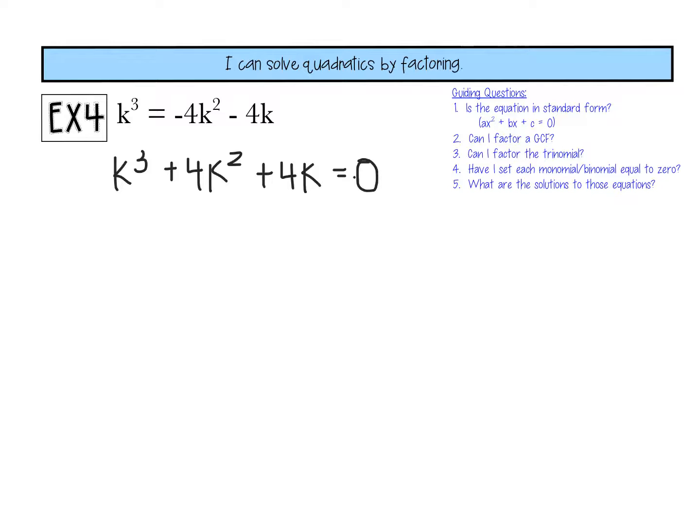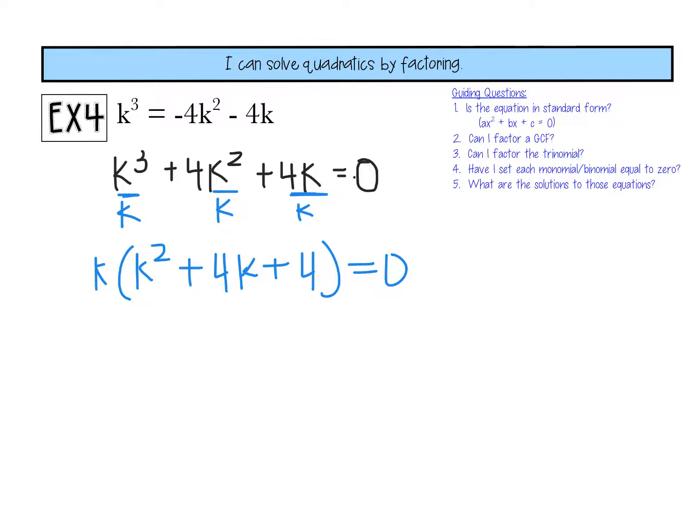So then my next question is, can I factor a GCF? I noticed that they don't all have a number larger than 1 in common, but they do all share a k. So I'm going to take out a k, and what I'm left with is k squared plus 4k plus 4, and that is equal to 0. I'm going to highlight the k so I don't forget about it in the end. So then my next question is, can I factor the trinomial?